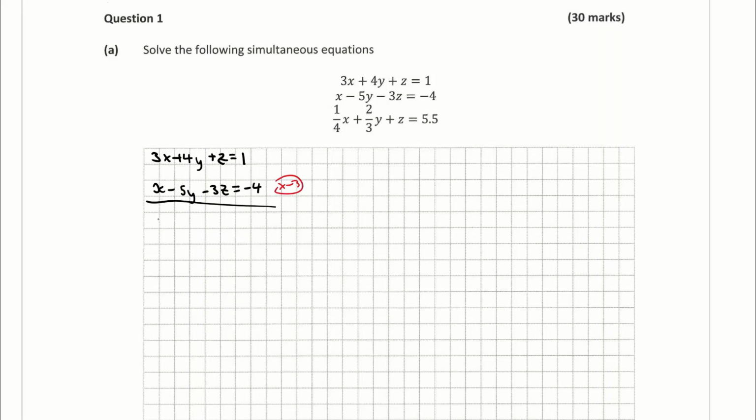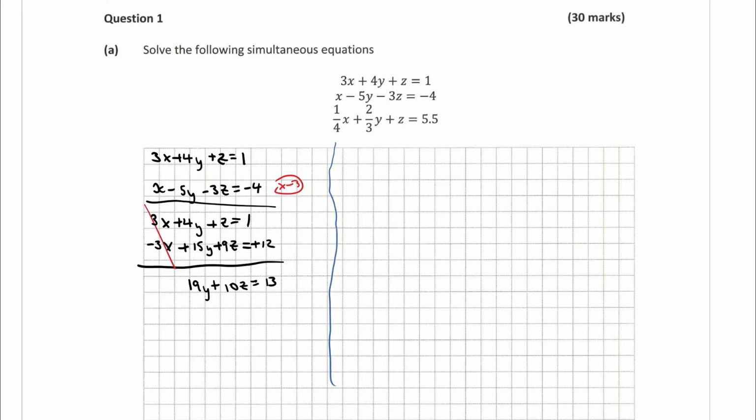And when I multiply across by -3, I'm going to keep my top line. So 3x plus 4y plus z is equal to 1. And in my bottom line, I'm now getting -3x plus 15y plus 9z is equal to plus 12. And I can now see that I have a positive 3x and a negative 3x, so they can cancel out. 4y and 15y will become 19y, and z and 9z gives me 10z is equal to 1 plus 12, which is 13. So there's my first equation now found with two variables.